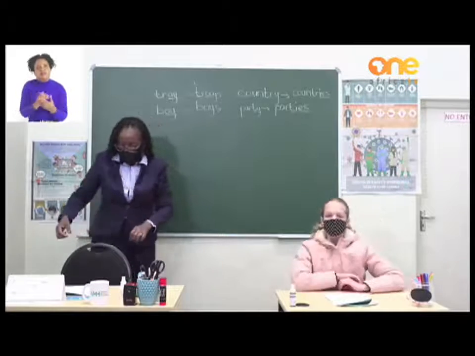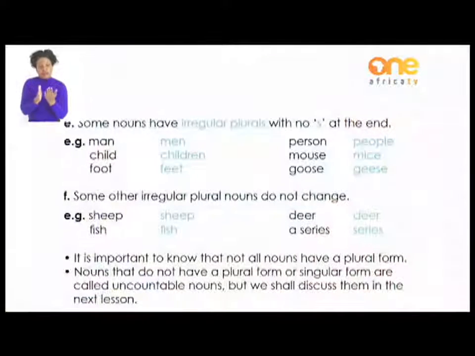Now let's go back to the booklet and we turn to page 4. Some nouns have irregular plurals with no S at the end. Man becomes men with an E. Child, children. Foot, feet. 1 person, 2 people. Mouse, mice. 1 goose, 5 geese.